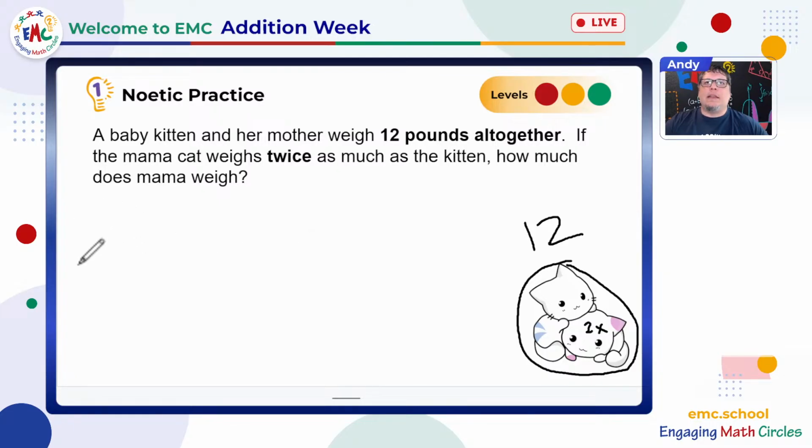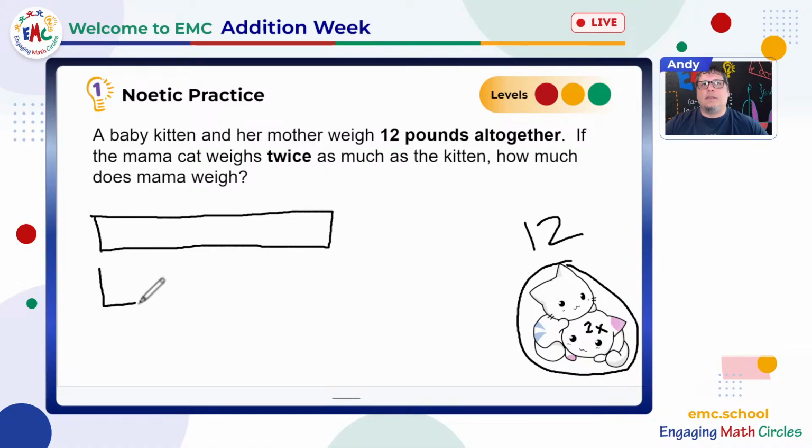Okay, baby kitten and her mom weigh 12 pounds altogether. If the mama cat weighs twice as much as the kitten, how much does mama weigh? So I'm going to show you a fun way to solve this problem, or at least a way that I like. So I know that mama is twice as big as kitten. Okay? So I know that 2 of these fit in the mama.